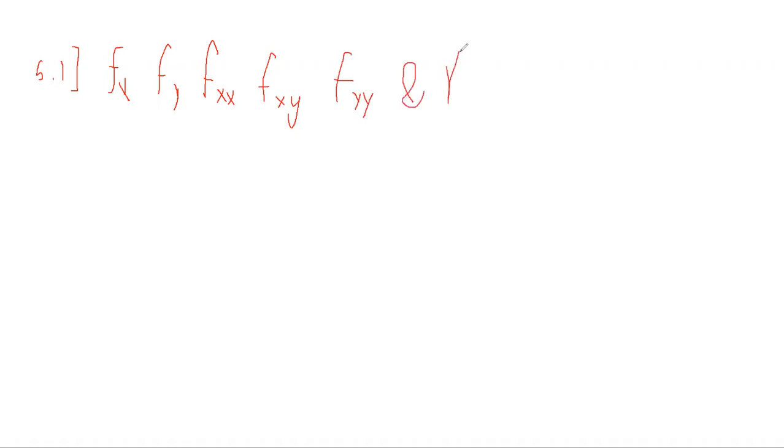All right, so we're going to start with practice exam number 5, version A. So for 5.1, and I'm sorry if my handwriting is pretty terrible too. It says find your f of x, your f of y, your f of xx, your f of xy, and your f of yy, and your f of yx.